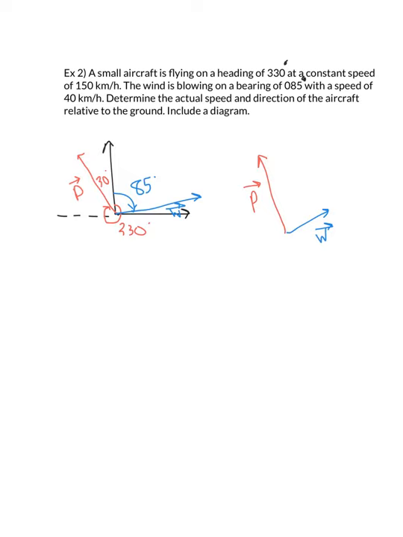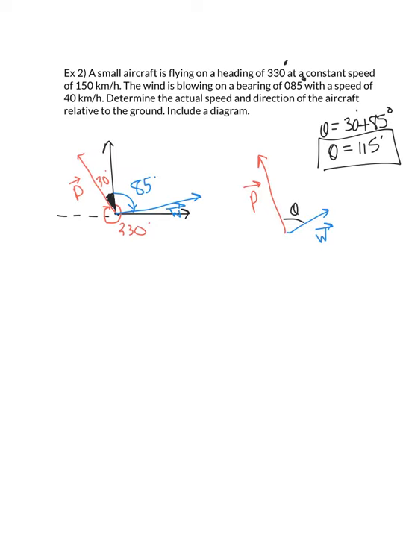Now, what I do know is that the angle between these two vectors, if the aircraft is flying on a heading of 330 degrees, means that this little angle right here is 30, 360 minus 330. And we know that the wind is blowing on a bearing of 85. So this angle right in here that I'm going to call theta is the 30 plus the 85. This means that my theta is 115 degrees.